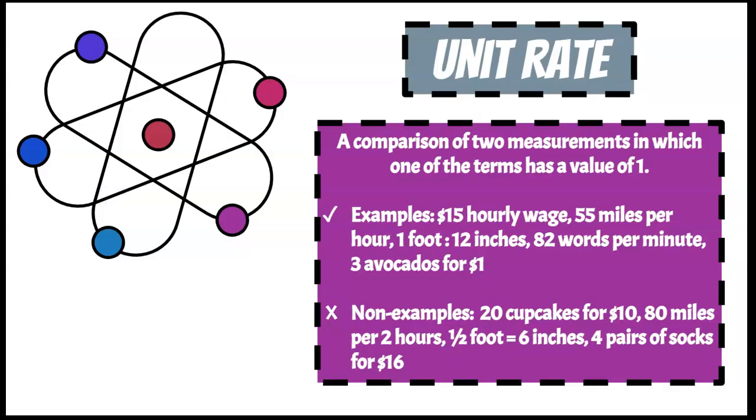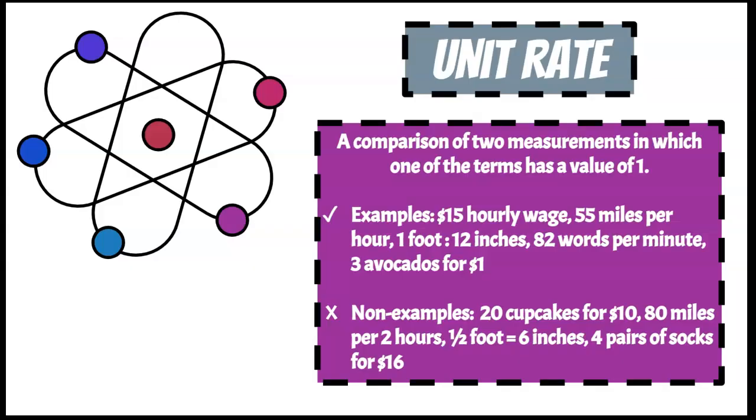Unit rates are a comparison of two measurements in which one of the terms has a value of 1. Examples: $15 hourly wage, 55 miles per hour, 1 foot to 12 inches, 82 words per minute, 3 avocados for $1. Notice that all of those ratios and rates have a value of 1.